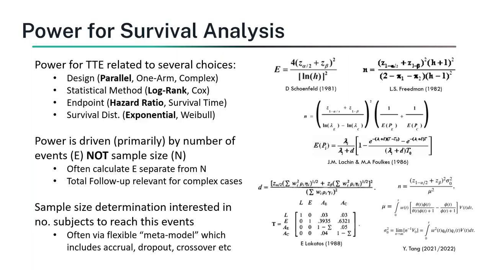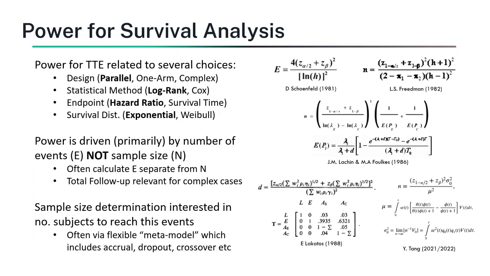there's quite a lot to unpack when it comes to survival analysis. So the power for a timed event endpoint design is related to many different choices. You can obviously have a parallel design, one arm, etc. You could use the log rank test or the Cox proportional hazards model, or weighted or stratified versions, etc. You can change your hazard or your endpoint. It could be the hazard ratio. It could be your progression-free survival, your overall survival, etc. You can change your survival distribution from the most common, which would be the exponential, and then Weibull would probably be the second most.